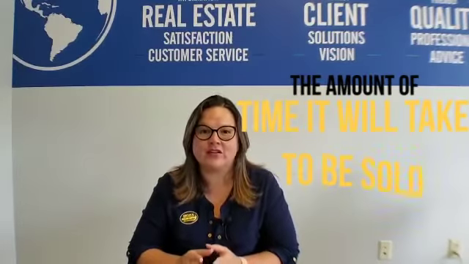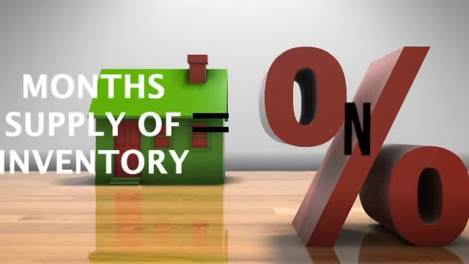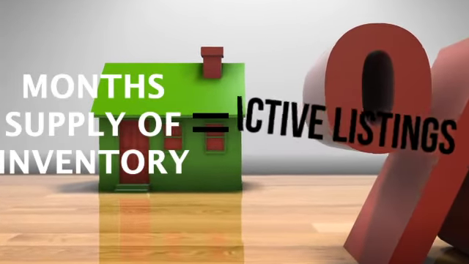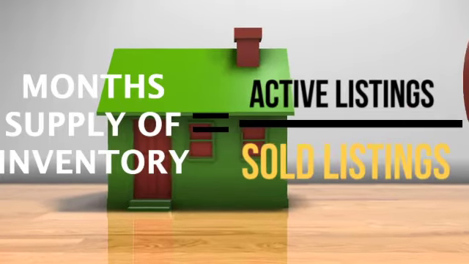Now, the equation can be reversed to identify the amount of time that a property will take to be sold. This is also called months of supply of inventory. It is the easiest way to understand absorption. In other words, you take the total number of active listings divided by the total number of sold listings during that month. Using the same market for single-family houses in Pembroke Pines, let's take a look.